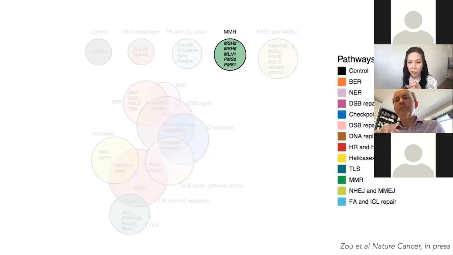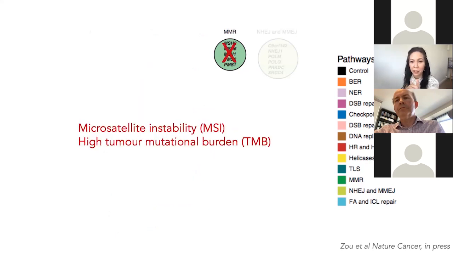In the interest of time, I'll focus on this family of genes, the mismatch repair pathway, a highly conserved repair pathway that plays a key role in reducing the error rates at replication, amongst other things. When the MMR pathway is compromised, tumors have historically been described as having microsatellite instability, lots of little indels, and a high tumor mutational burden, or TMB, MSI and TMB.